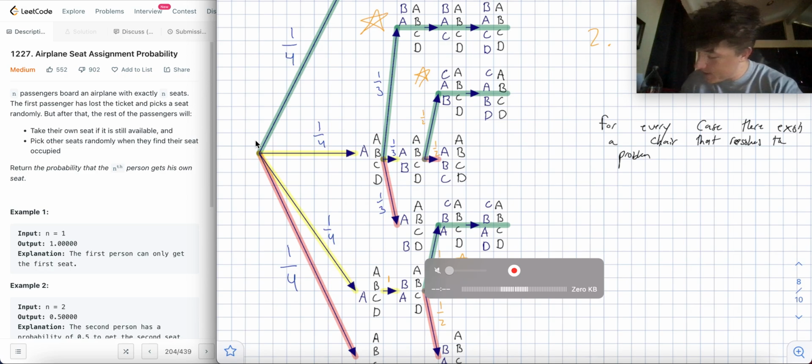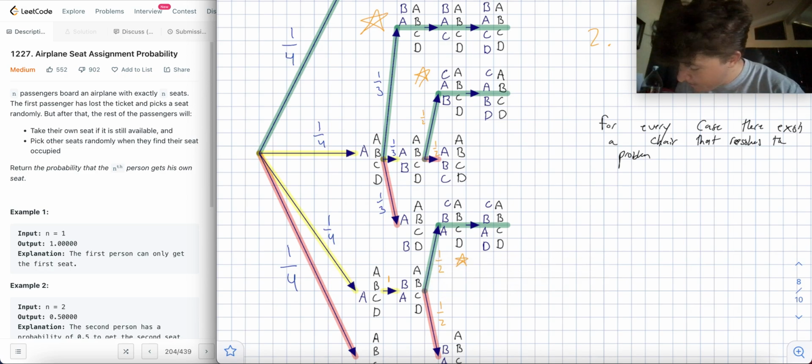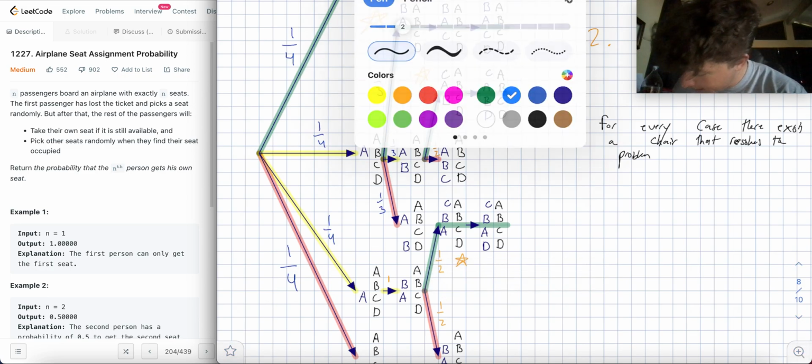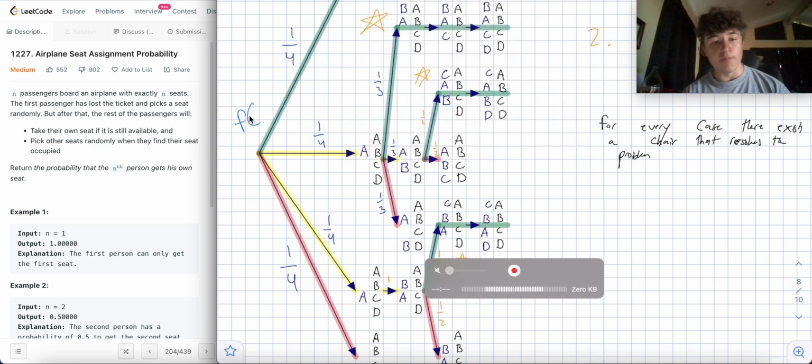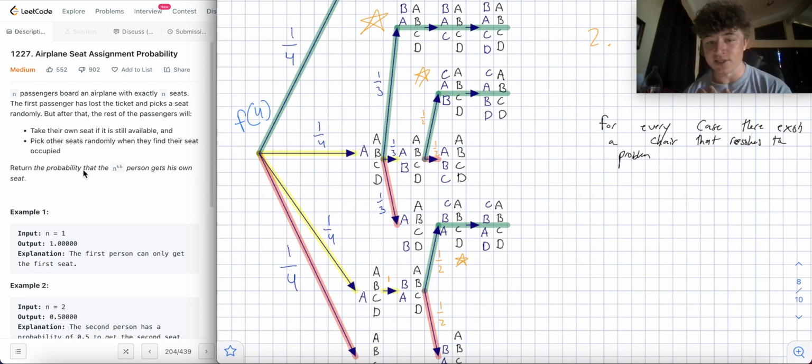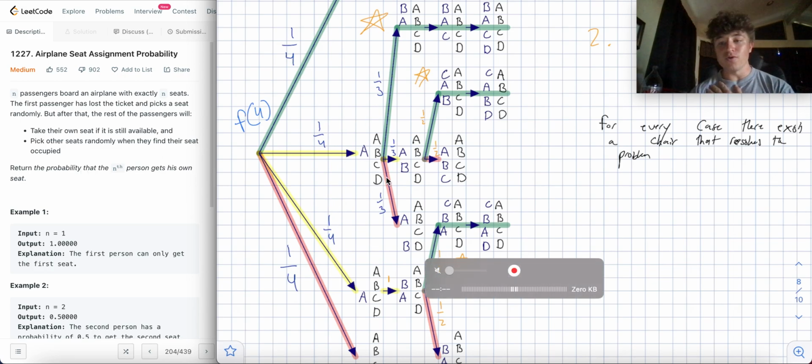So let's create a recurrence relationship. We'll call it F of 4, right? F of 4 means that I'm going to have 4 chairs. I'm going to choose one of them at random and then see if I can get the nth person to get his own seat. Well, this problem, although it's different where B is going to walk up, it's the same thing. It's just F of 3.